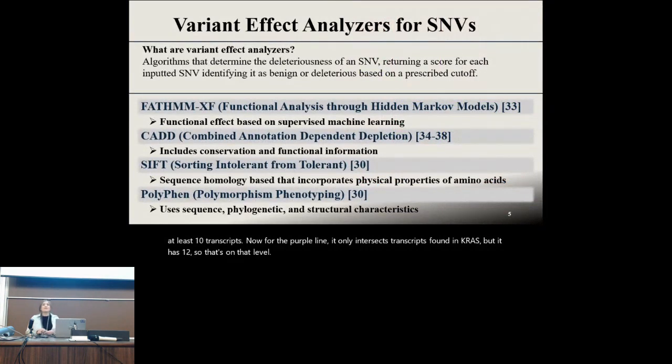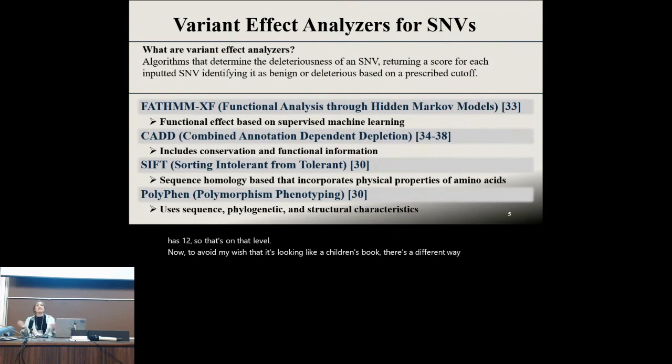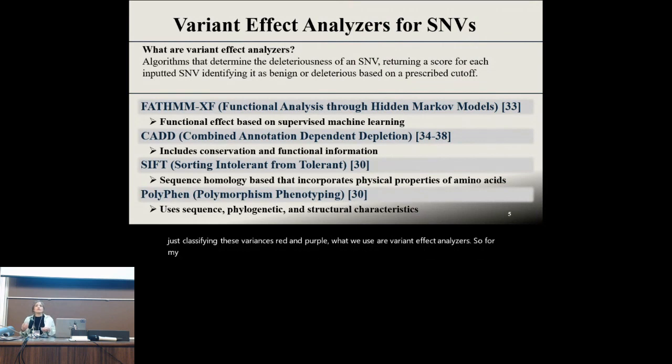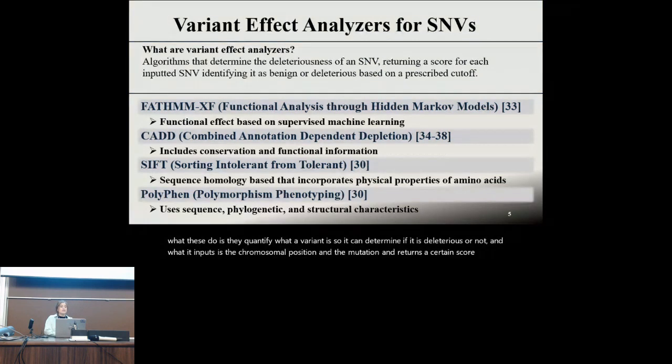Now, to avoid my research looking like a children's book, there's a different way instead of just classifying these variants as red and purple. What we use are variant effect analyzers. So for my research, I've used 4 different ones: Fathmm, CADD, SIFT, and PolyPhen. What these do is they quantify what a variant is, so it can determine if it is deleterious or not. It takes as input the chromosomal position and the mutation and returns a certain score for each variant. So that's what's going to be used here.